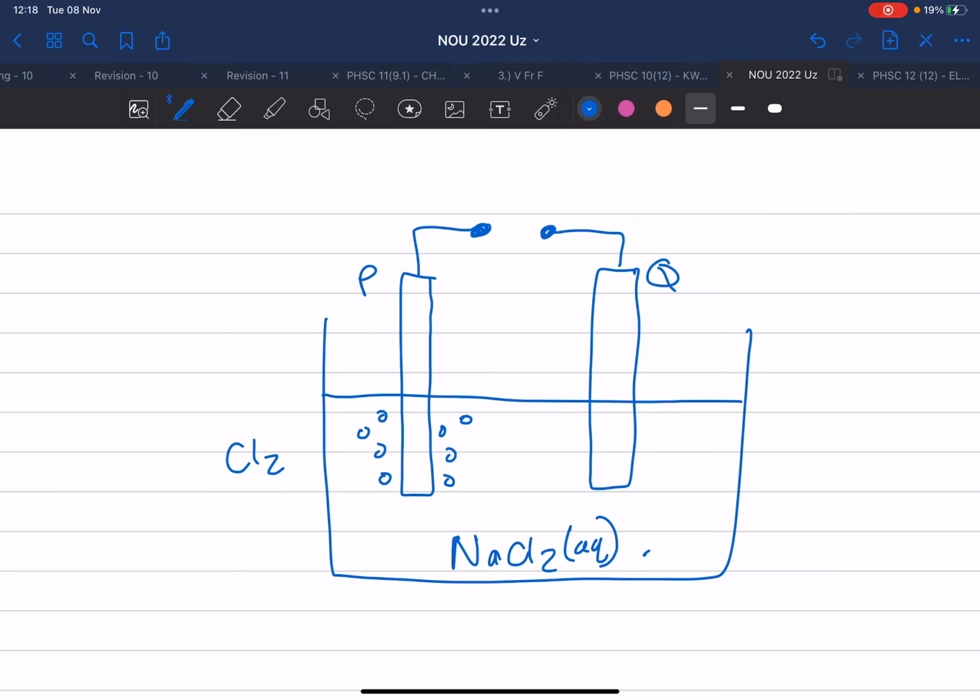So, hulle gee vir jou hierdie vraag. They give you this. Okay, in your exam, they say here it shows you the electrolysis of concentrated sodium chloride.